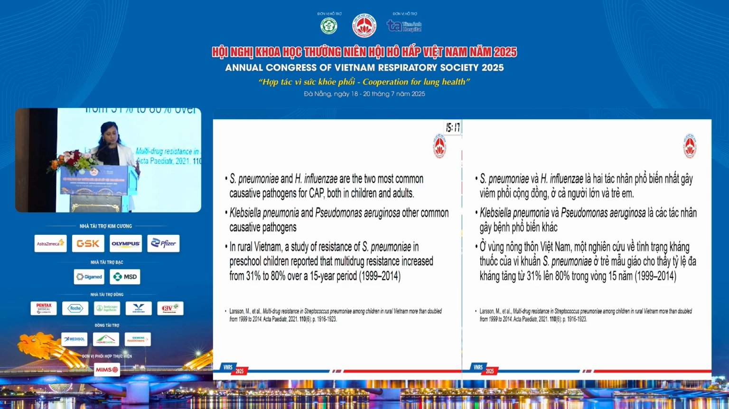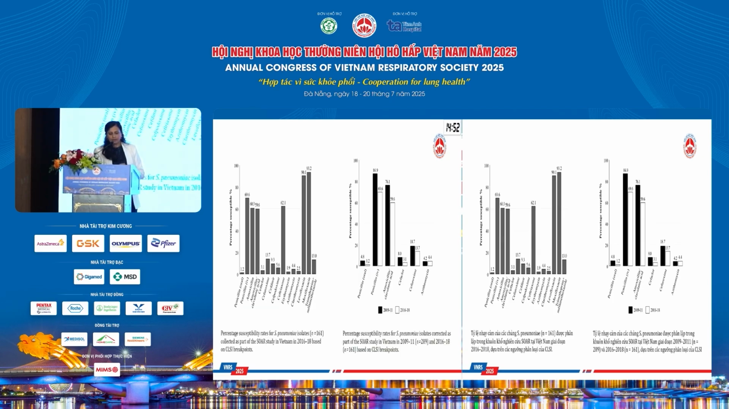One study in rural Vietnam showed the resistance patterns of Strep pneumoniae has increased in preschool children around the age of 5, from about 30% up to 80% over a 15-year period. So we are seeing that the resistance is evolving over time. Another study has looked at the resistance patterns of these organisms.